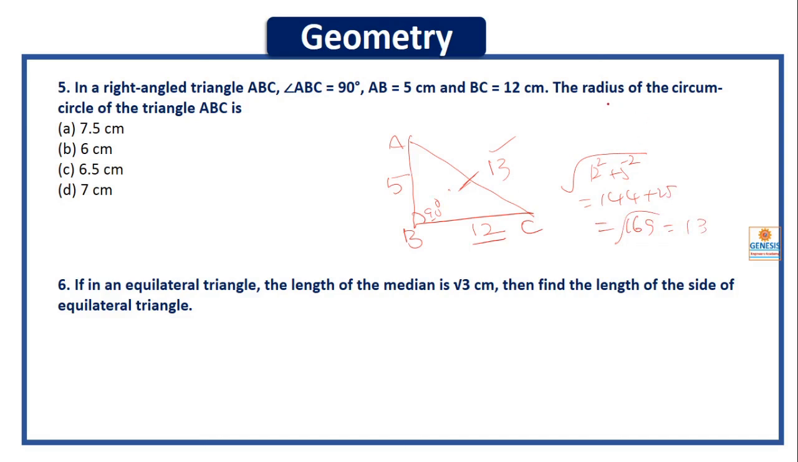Okay, the radius of the circumcircle of a triangle ABC. For a right angled triangle, the circumcenter lies at the midpoint of the hypotenuse. So the hypotenuse is 13 centimeters, so the radius is 6.5. So direct answer. No need to draw all these things. But it is better you draw a rough figure so that you can understand what type of side it is. That is what he has given.